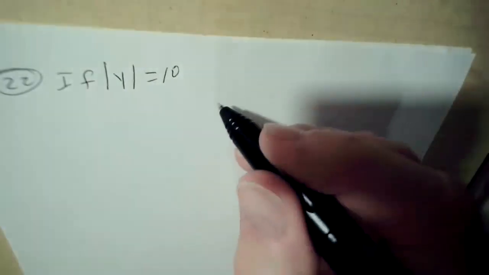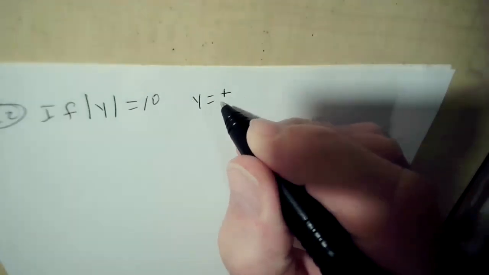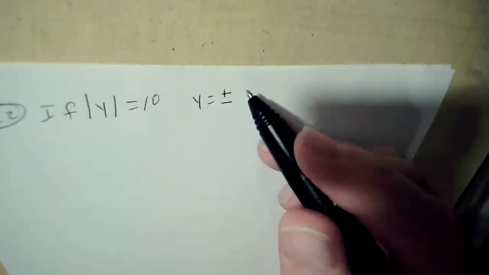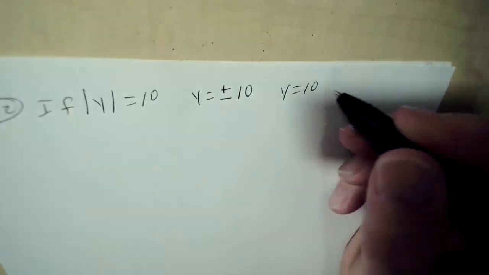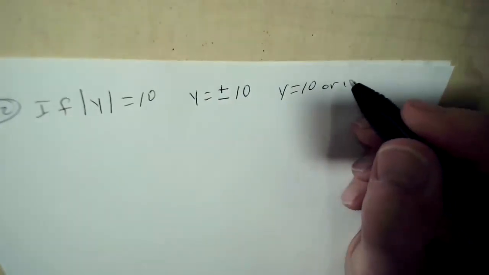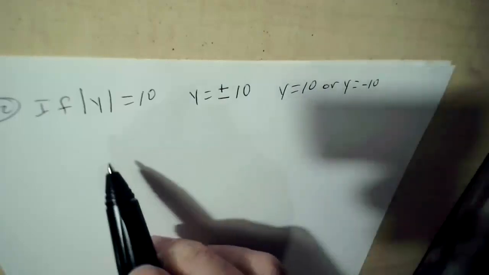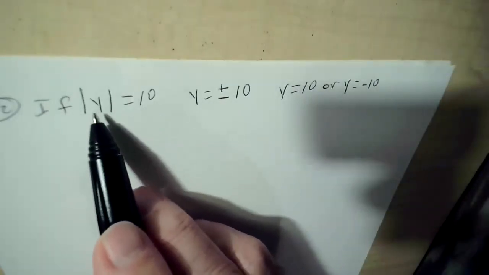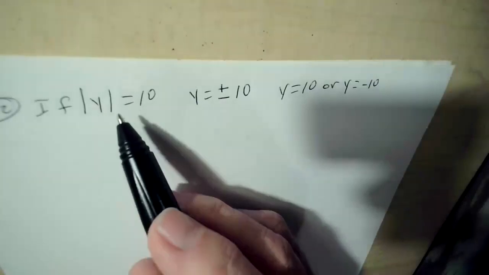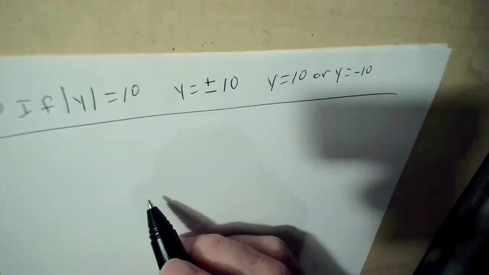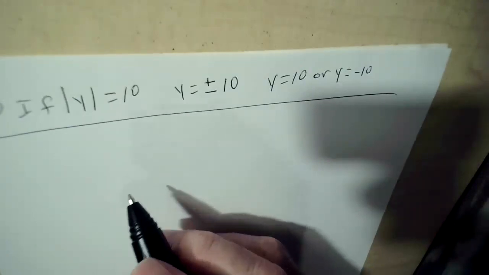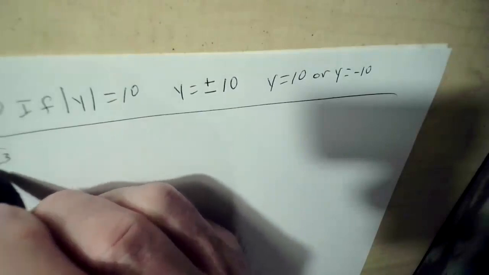If the absolute value of y equals 10, how much is y? Plus or minus. So y can be 10 or y can be negative 10. Because the absolute value of 10 is 10. The absolute value of negative 10 is also 10. I just gave you the answer to that one.